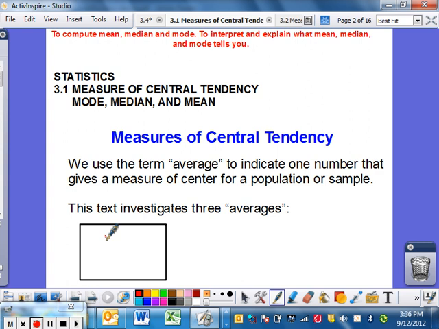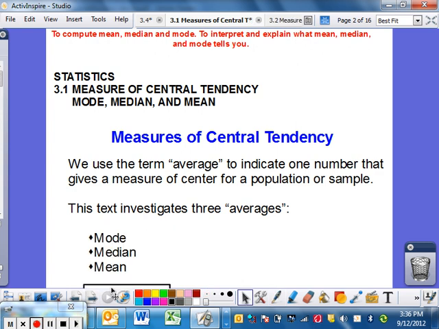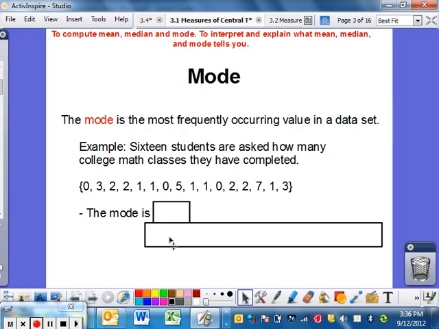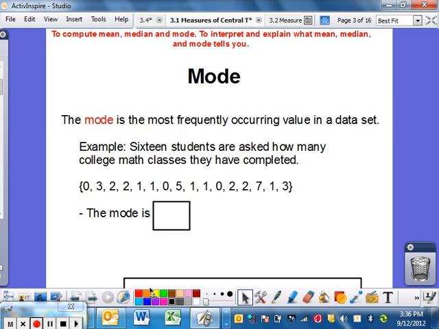The different averages, or essentially measures of central tendency, we all know as the mode, the median, or the mean, or mean, median, mode, whatever way you want to read it. Now, most of you kind of know this, so I'm going to try to go quick. Obviously the mode is the most frequently occurring value in a data set.